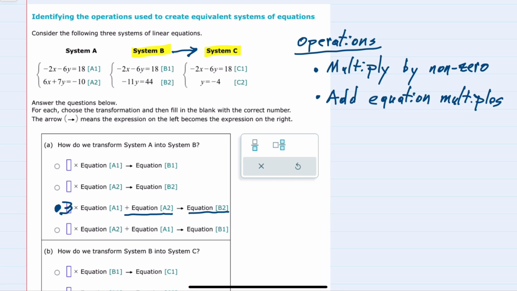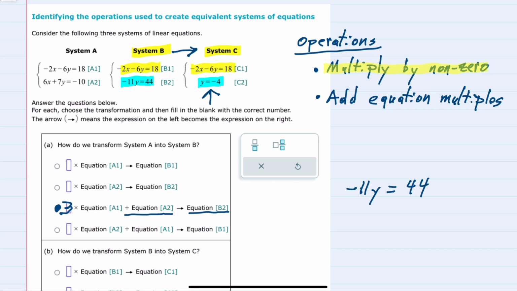And again, I can see that B1 is already equal to B2. So that part's already the same. There's nothing that I need to transform except for the second equation. I need to get y equals -4. And I can see that in System B, I do have an equation here of -11y equals 44. How do I turn that into a y equals -4?